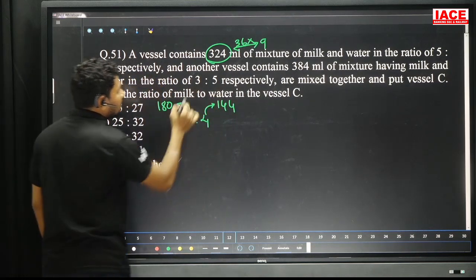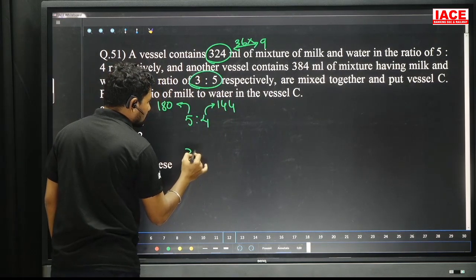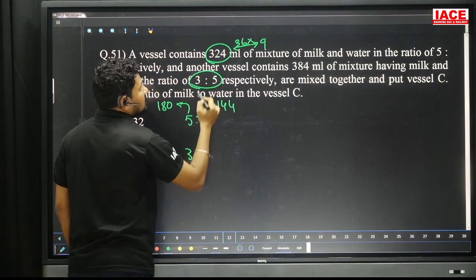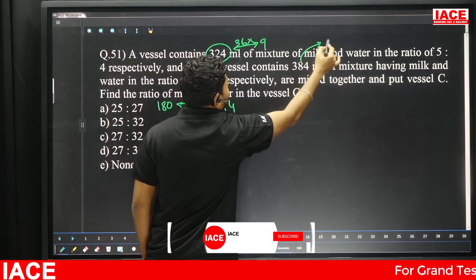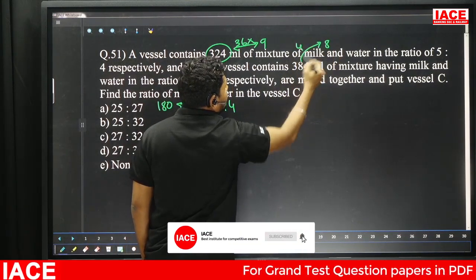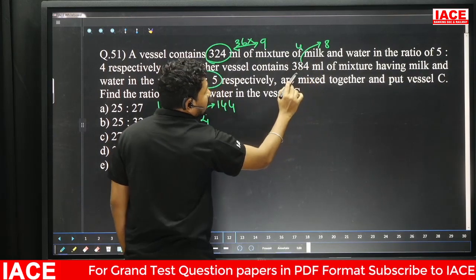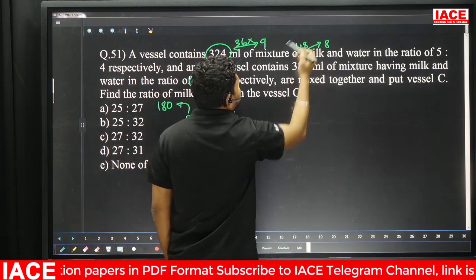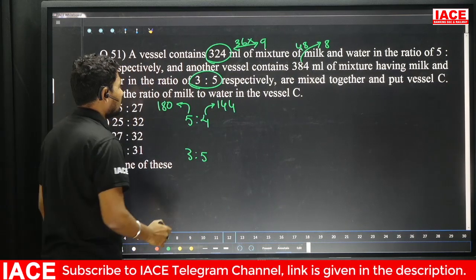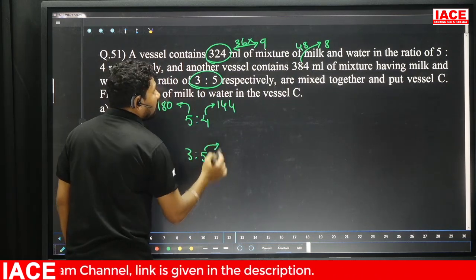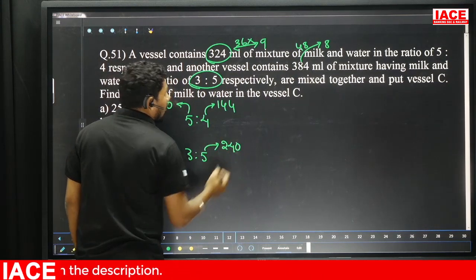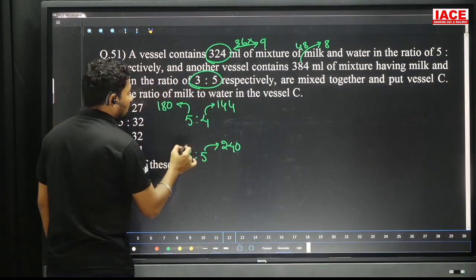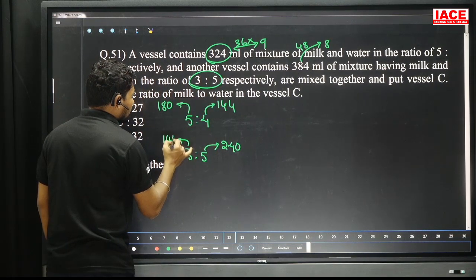And coming to the second mixture, it is 3:5. 3 plus 5 is equal to 8 parts. 8 how many times? 8 fours are 32. So 32 means remaining is 64. It is 88. That means each number is multiplied with 48. 48 is multiplied, it is equal to 240. And 240 is removed from the 384. You will get 144. Okay.